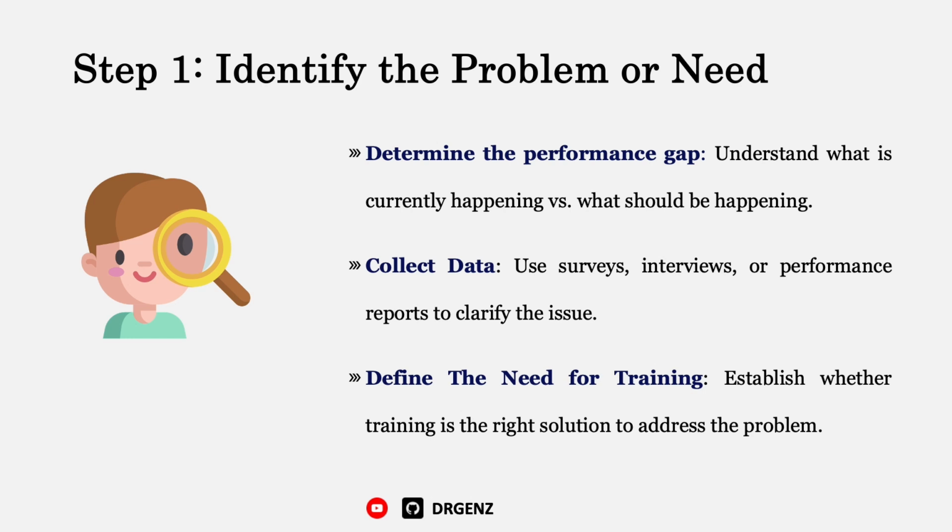Thirdly, you define the need for training. Now, after you have analyzed the data, it is important for you to determine if training is the right solution, because not all performance gaps require training. Some may be caused by factors like lack of resources, unclear expectations, or motivational issues. Now, if the issue stems from a lack of knowledge or skills, then training would be an appropriate solution.